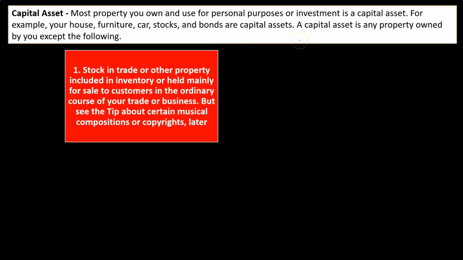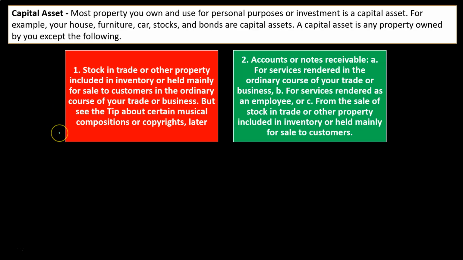Once again, a capital asset is any property owned by you except the following. One, stock in trade or other property included in inventory or held mainly for sale to customers in the ordinary course of your trade or business. But see the tip about certain musical compositions or copyrights. In other words, if I own something and I intend to resell it, then it's not a capital gain because it's inventory. When I sell it, it would be part of cost of goods sold, because that's part of my normal business process. So that's going to be an exception.